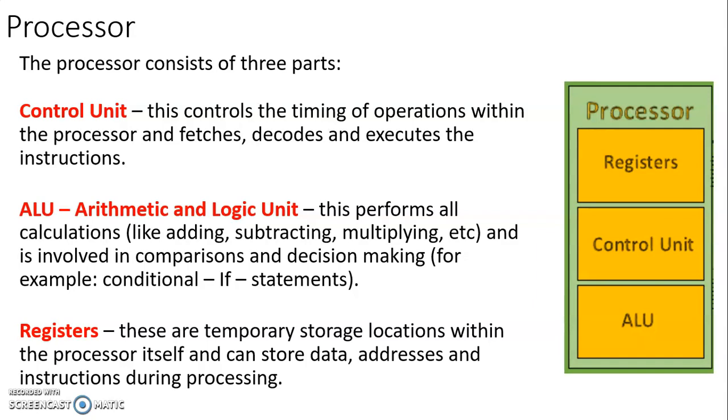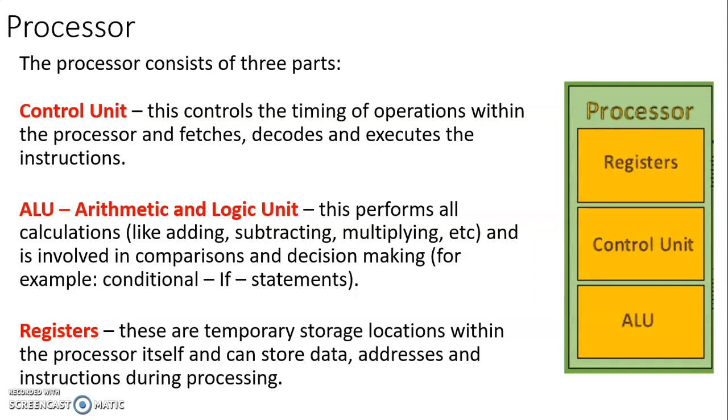Basically, the control unit just controls at what pace and time the operations and instructions come to the computer. When we talk about fetch, decode, and execute, that just means that the control unit is responsible for getting the instructions first of all, then decoding, so breaking it down and seeing what the instruction is, and then finally executing, or running, the instruction. So that's what the control unit does. It's important to remember that the control unit is responsible for the timing of instructions and operations within the processor.